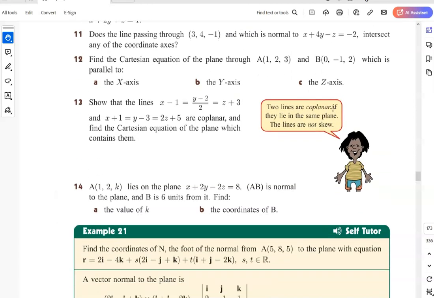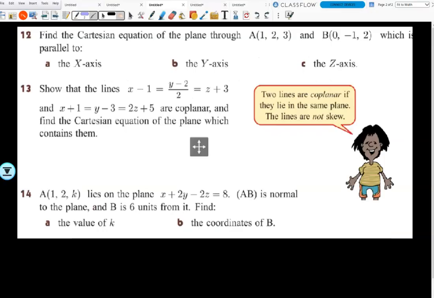Sorry. 12, find the Cartesian equation of the plane, which is parallel to. Now, this is the one that I struggle with, just with the wording and to picture it. I've gone through this with you too. I started off trying to draw this, and go, how do I draw something that's parallel to the x-axis? Now, drawing something that's parallel to the xy and all that sort of stuff, I can do that. But this has got a lot of different ones. But what's basically going on is we have got a plane. It contains A and B.